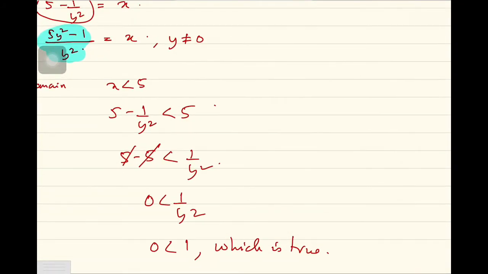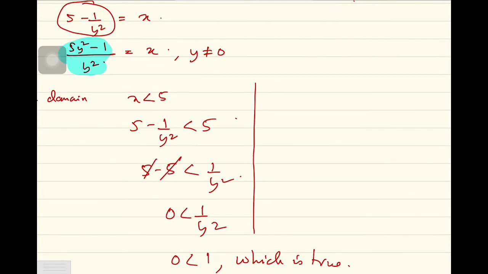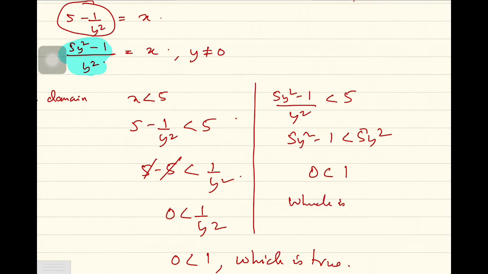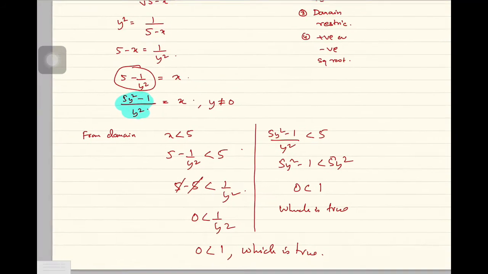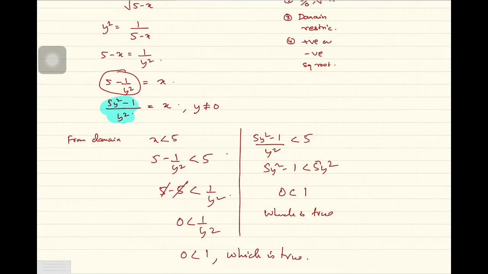0 is less than 1, because even if you use the other one, I'll do both the ways. 5y square minus 1 by y square less than 5, 5y square minus 1 less than 5y square, then 0 less than 1, which is true, again. You can do any one of these, okay? Both are same actually. If that is the case, then it seems as if y takes all real numbers, because whatever be the value of y, 0 will always be less than 1, isn't it?